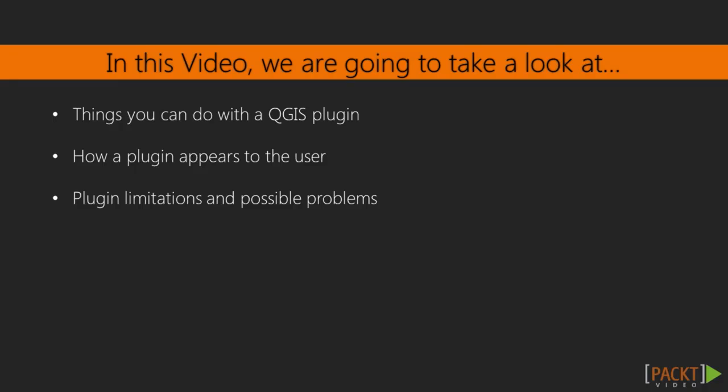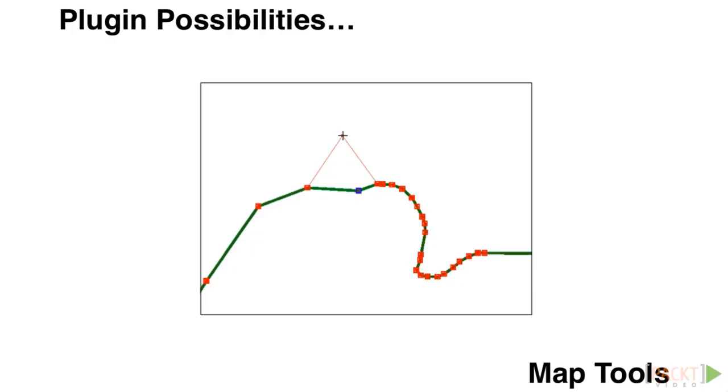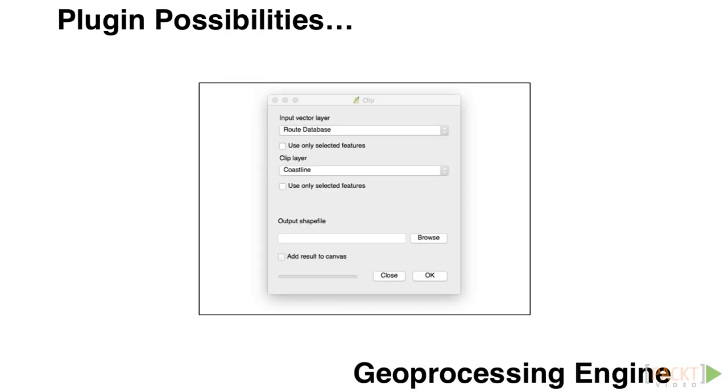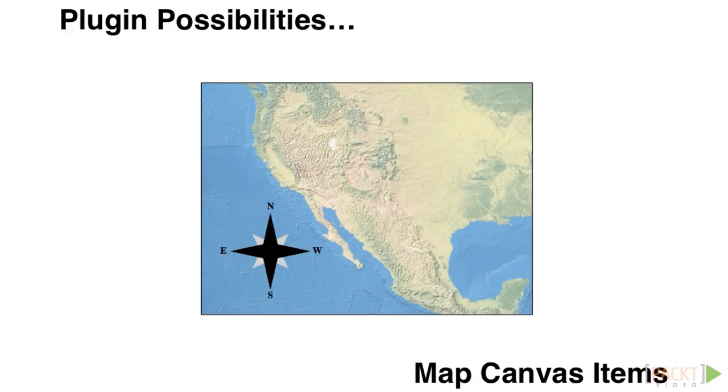Let's take a look at some of the things you can do with QGIS plugins using Python. As you've already seen, we can create custom map tools that capture mouse events as the user interacts with the map canvas and responds accordingly. We can also write plugins that act as a geoprocessing engine, prompting the user to select spatial data and manipulate it in various ways, saving the results to an output file. We can create what are called map canvas items. These draw directly on top of the map canvas. For example, this compass rose is implemented as a map canvas item.